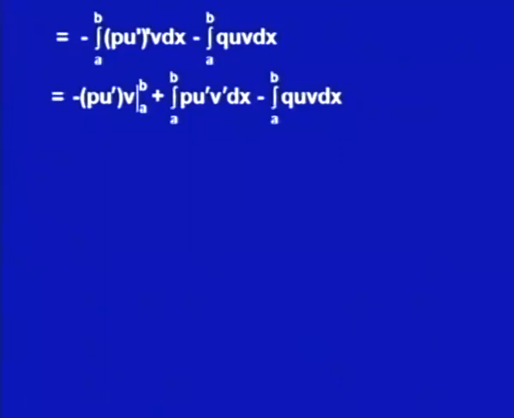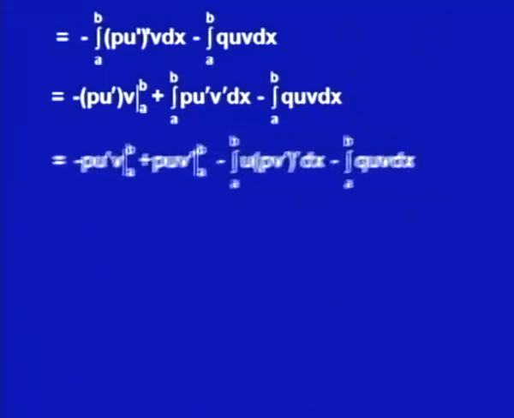Now, the first integral here again we are going to do by integration by parts, taking the first function as u'. So, what we will get is the first thing as such p u' v evaluated from a to b, plus p u v' evaluated from a to b, minus the integral of u (p v')' integrated with respect to x on a to b, minus the last integral as such q u v with respect to x on the interval a to b.